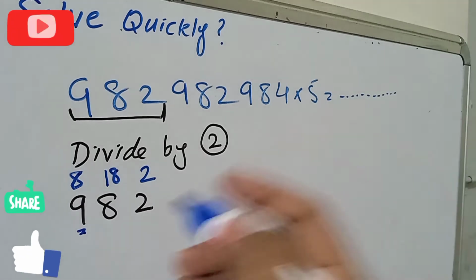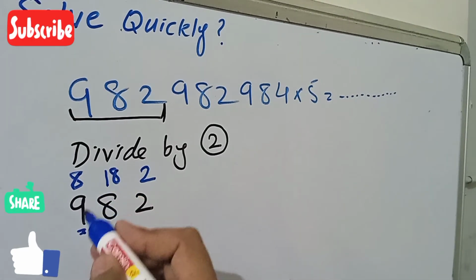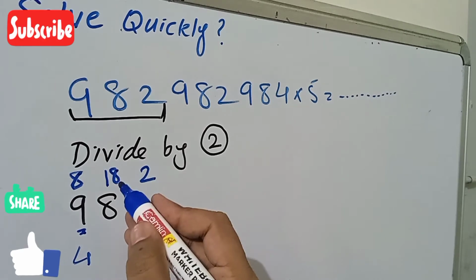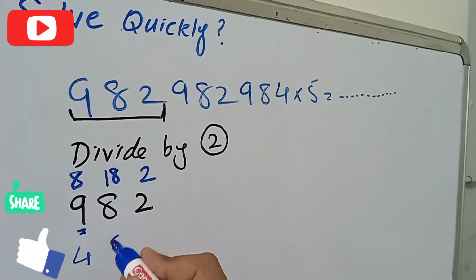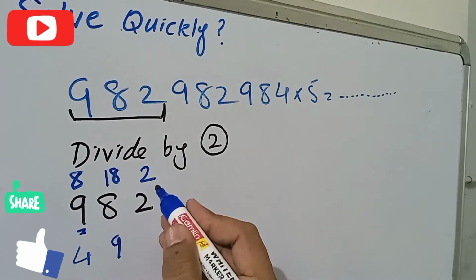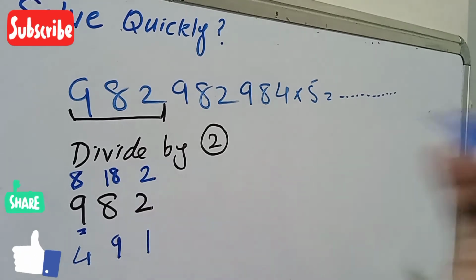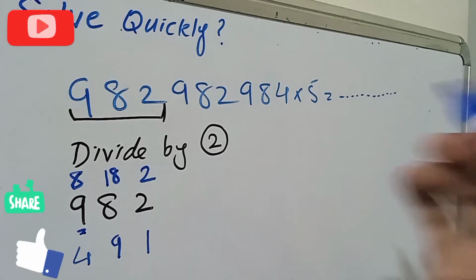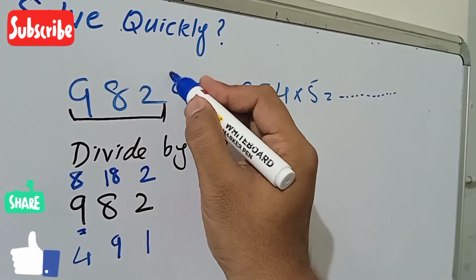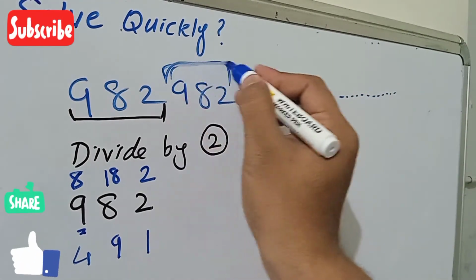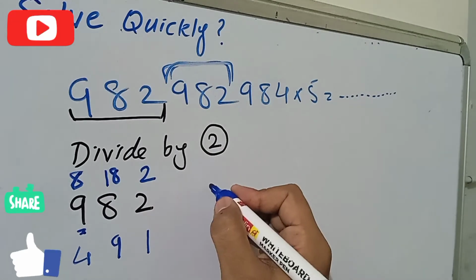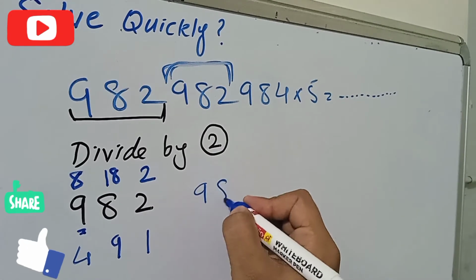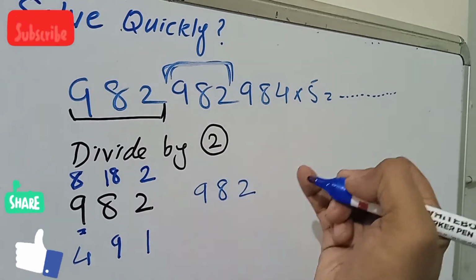Now you have to divide. 8 by 2 is 4, 18 by 2 is 9, 2 by 2 is 1. This is over. Any problem with this? No? Then write down the second pair. The pair I am writing over here is 9 8 2.